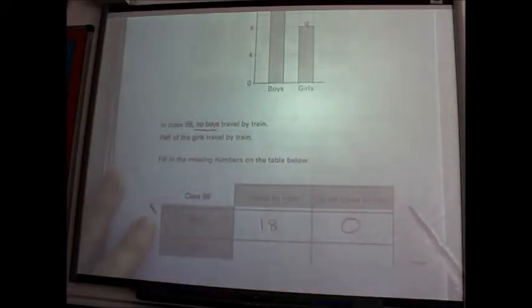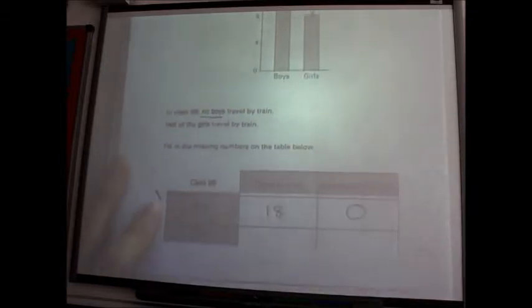Half of the girls travel by train. Well, there's 8 girls, so half of that is 4. So that means 4 don't travel by train.